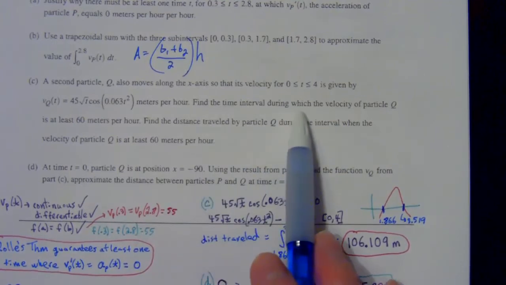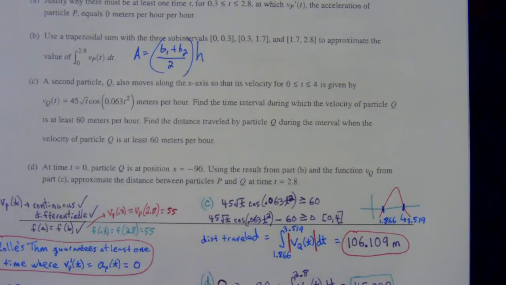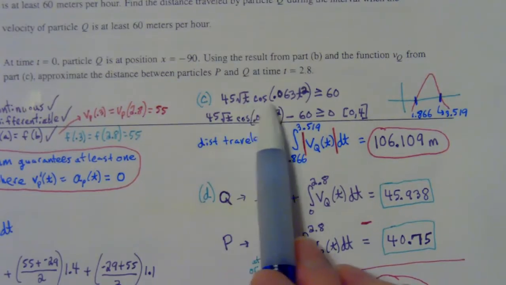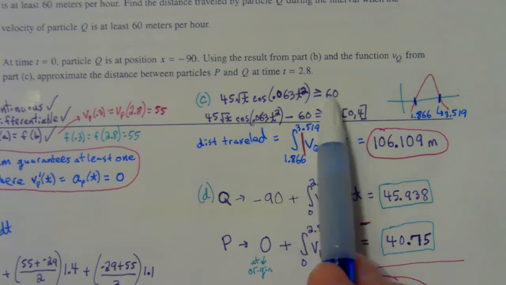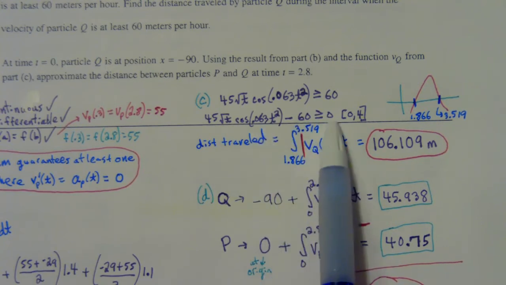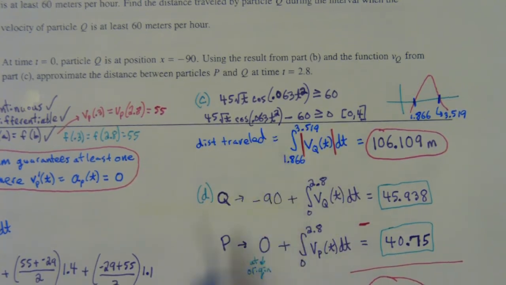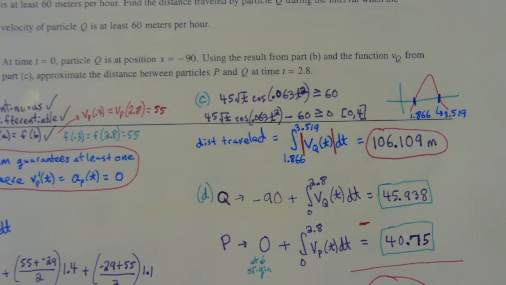Let's find the time interval which velocity is at least 60. Now, at least 60 is greater than or equal to 60. So what you're going to do first is take that velocity Q, set that greater than or equal to 60. Now, this is a nonlinear inequality, and so you got to move the 60 over. Let's get everything on one side and set that greater than or equal to 0. Now, anytime there's a difficult equation to solve, you're not meant to solve that. The graphing calculator will help us out and solve this for us, okay?